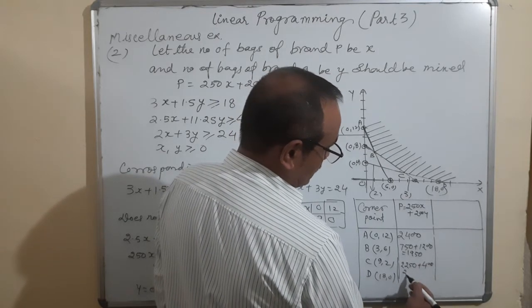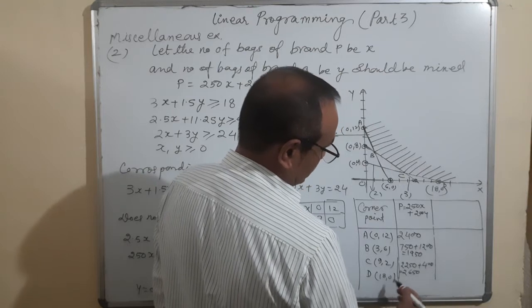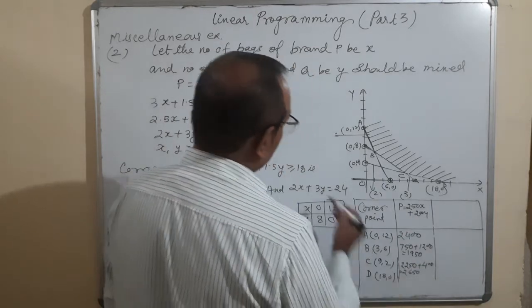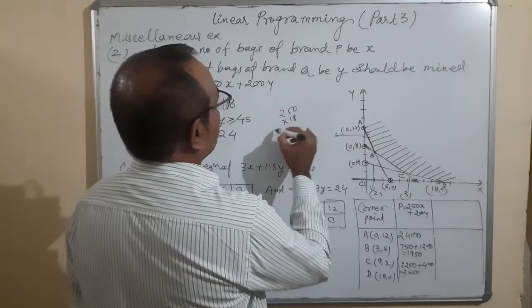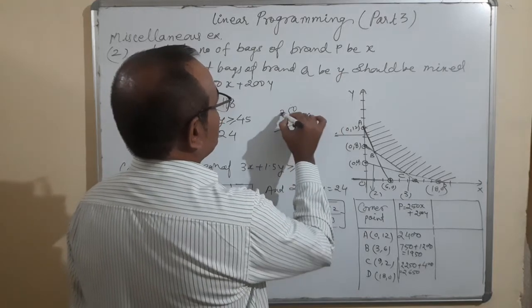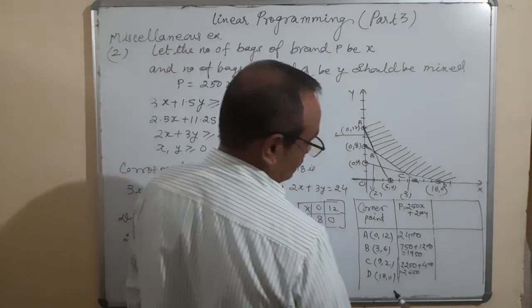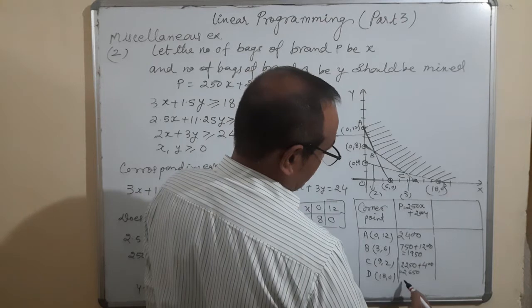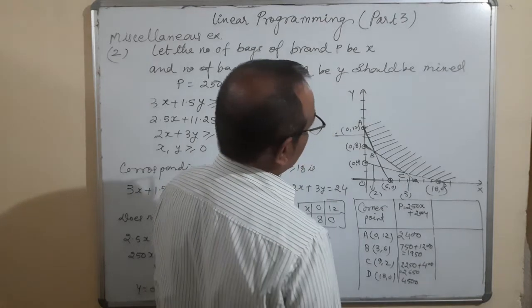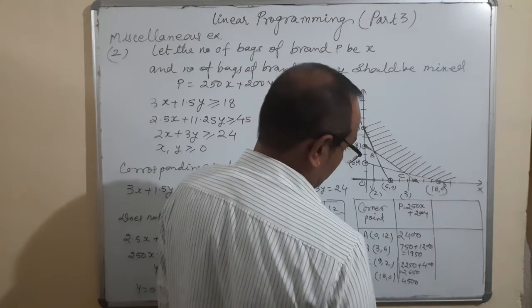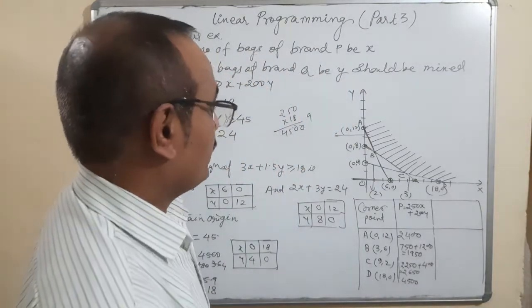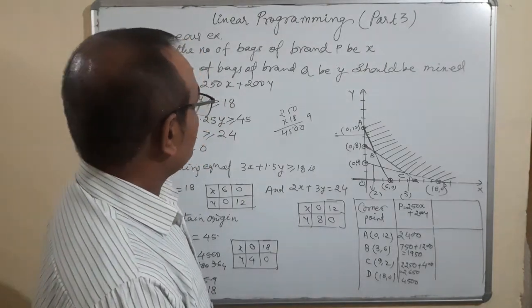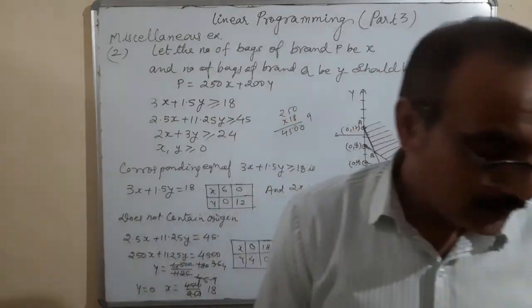So that is 2650. The fourth point is (18, 0). 250 multiplied by 18 is 4500. Got it? So the value is 4500.